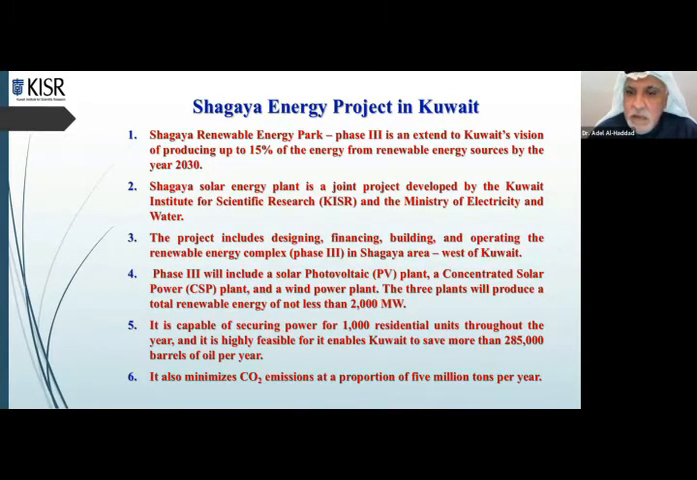At the same time, by using this technology, a solar system to produce electricity, we are saving maybe 10 million barrels of oil per year. Also, by using this technique, we are minimizing carbon dioxide emissions by 5 million tons per year. So we are trying not to pollute the environment or the air, because this is clean energy. There are no gases coming from it, like from fuel or oil energy.